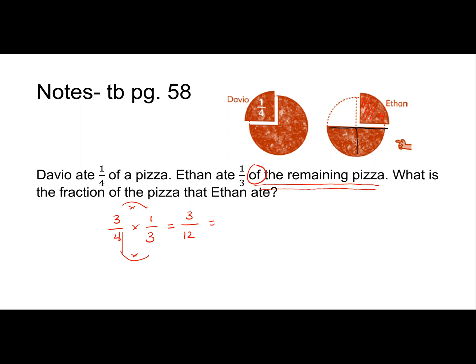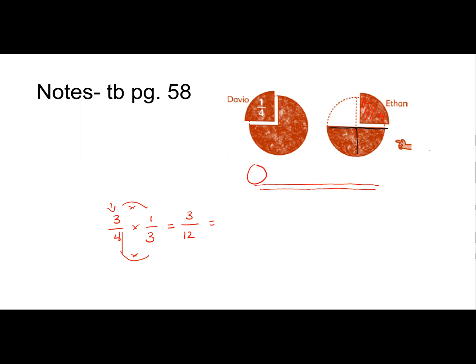I know there's an easier way to do this. What, Piper? Yep, Davio ate 1/4. And so right here, there is 3/4 of a pizza left, right? Then it says Ethan ate 1/3 of the remaining. So we were determining what the of the remaining meant to start. Okay, Owen? You could also do 1/3 of 3/4. Multiplication is in any order. That's just the way that I started to explain it. So I wrote the 3/4 first.